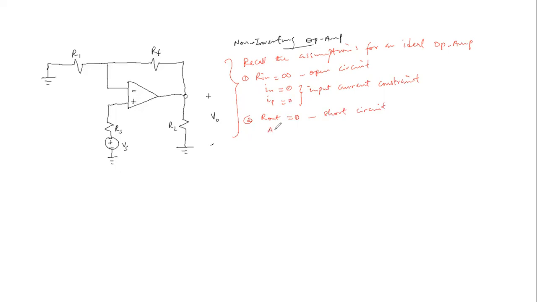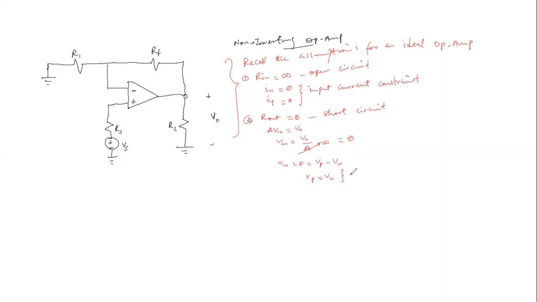Also, A V in is the same as V naught, and V in is the same as V naught over A, since the open loop gain is infinitely large, so V in is also 0. And now, since V in is equal to 0, which is equal to V sub P minus V sub N, then V sub P is the same as V sub N.